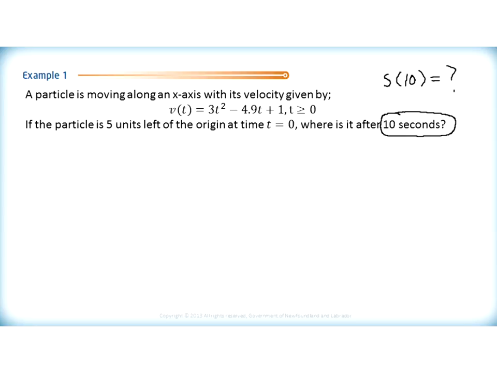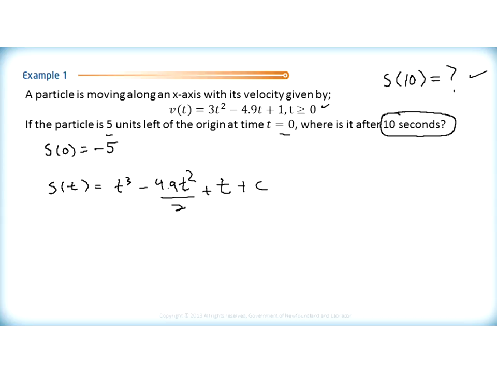That's what we're after. Everything else they tell us here, we're 5 units left of the origin at time t equals 0. That's our initial condition. So what they're saying there is that s of 0, at time 0, 5 units left of the origin, will be -5 for our position. Okay? So let's go and get our position function so we can evaluate where this guy is. So v of t they told us was this, so that means that s of t will be the antiderivative of that. So s of t is going to be 3t cubed over 3, which is just t cubed, minus 4.9t squared over 2, plus t, and an arbitrary constant c.